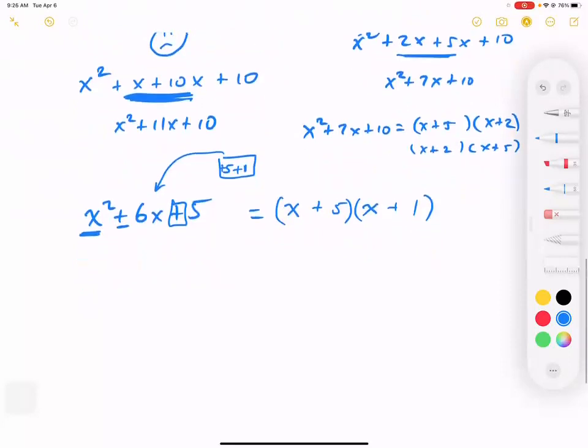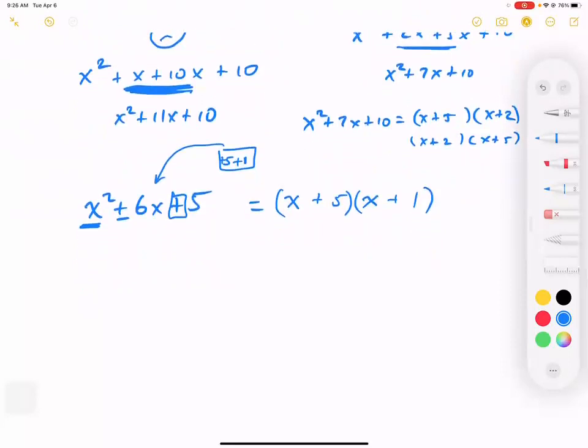Let's see if you can figure out which numbers will make this next factor. X squared plus 9x plus 18. Okay, what numbers would work that multiply to become 18 but still add up to 9?